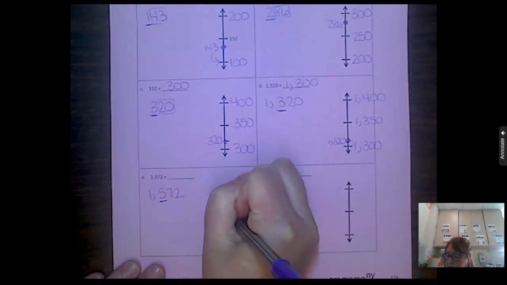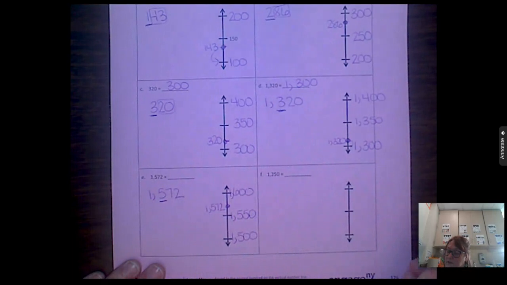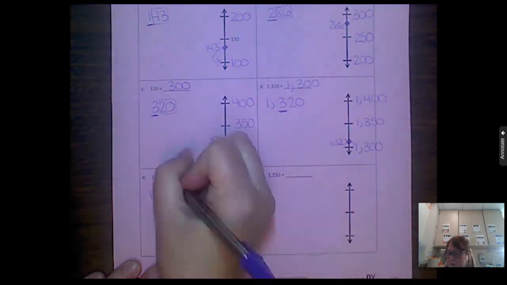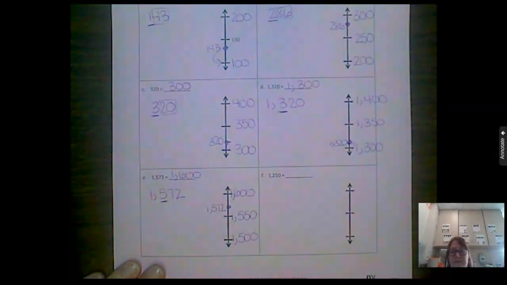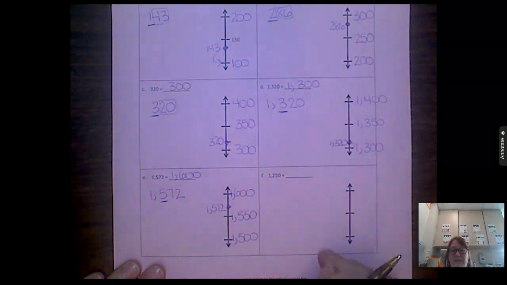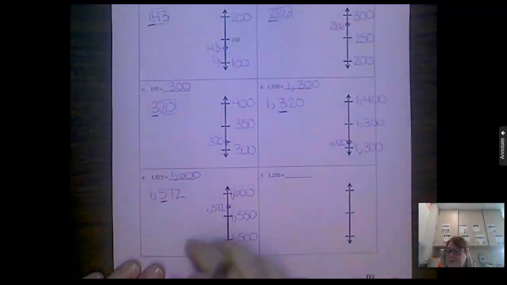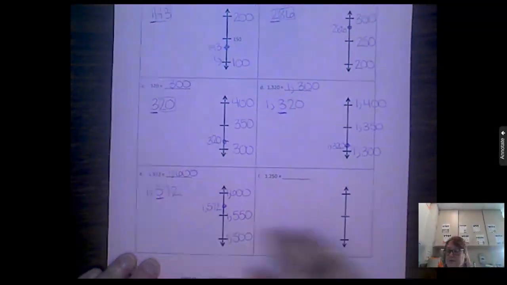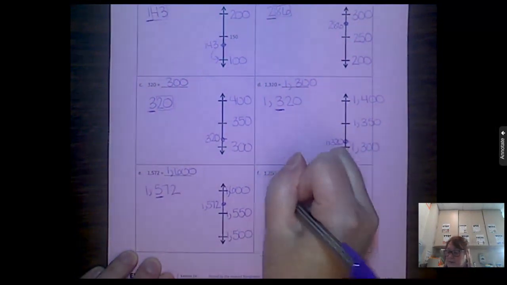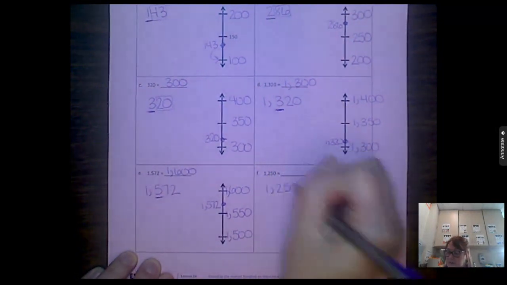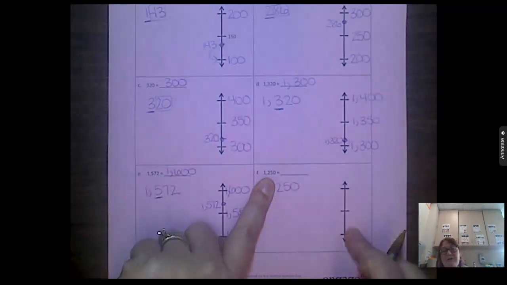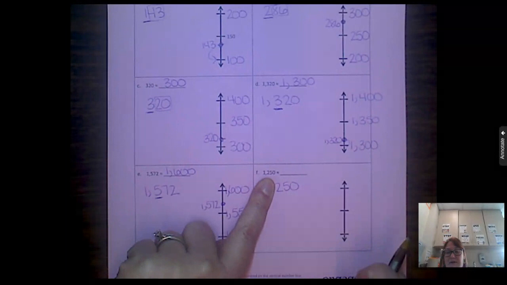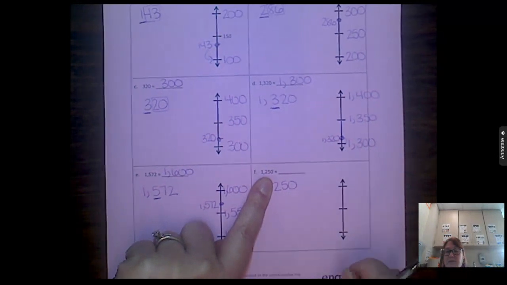1,572. And that makes it closer to which 100? 1,600. What do you think? Will you try this next one on your own? If you did this one with me, you can remember the trick that we did. So if we do 1,250, go ahead and cover up that 1,000 and fill in your number line. Just make sure that you go back and you add that 1,000 in after, okay? So pause your video and go ahead and solve this one on your own.